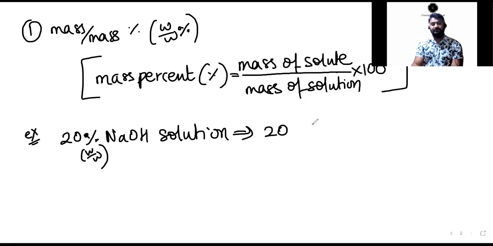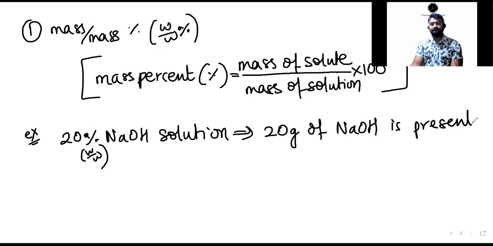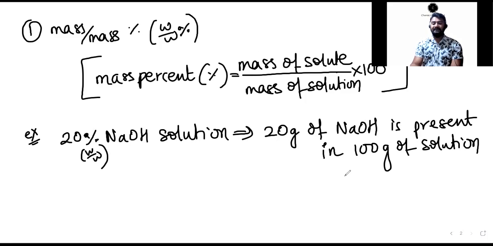So 20% NaOH solution means 20 grams of NaOH is present in 100 grams of solution. This is something that you must remember. Okay, 20 grams of NaOH is present in 100 grams of solution. That's what it means. So mass of solute by mass of solution into 100. That's it.